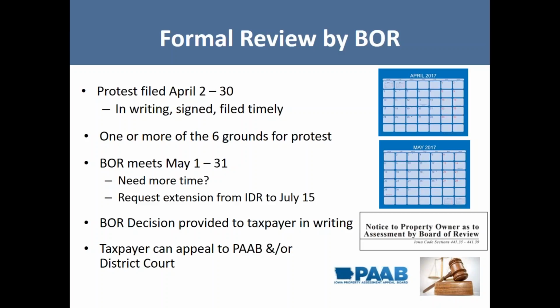Your Board of Review will meet between the 1st and the 31st of May, and if more time is needed, the Board can request an extension from the Director of the Department of Revenue up to July 15th to complete its work. Now, whatever decision is made by the Board of Review is provided to the taxpayer in writing, and we've got a snippet here from one of the forms that's available on our website for that purpose. And of course, if the taxpayer is not pleased with the results from the Board of Review decision, the taxpayer can appeal to the Property Assessment Appeal Board, or PAAB, and or district court. So the taxpayer could bypass PAAB and go directly to district court, but they would have to make that filing within 20 days of the conclusion of the Board of Review session.